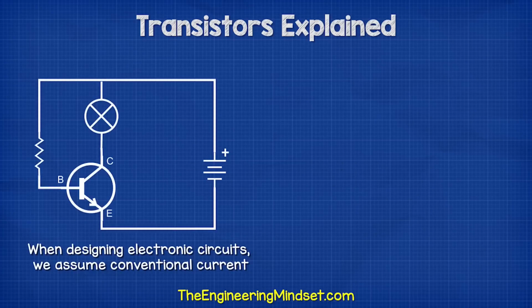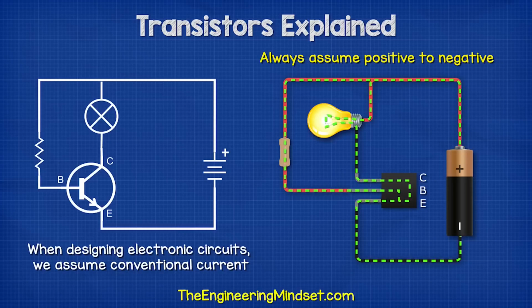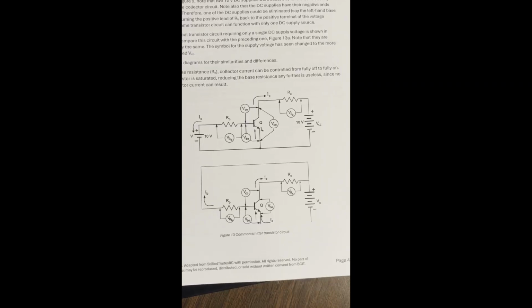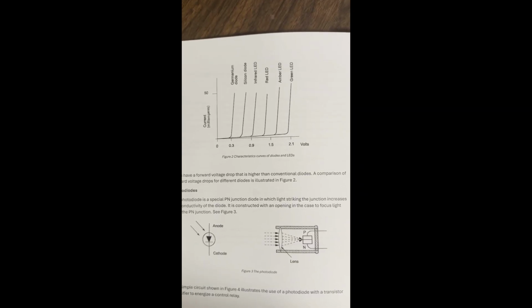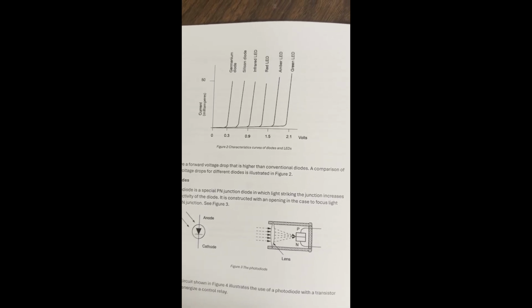When we design electronic circuits, we use conventional current. So in this NPN transistor circuit, we assume that the current is flowing from the battery's positive into both the collector and the base pin, and then out of the emitter pin. We always use this direction to design our circuits. Man, these are all frickin' upside down. Man, they must have written this piece of work in the 80s or something before blue LEDs were invented.